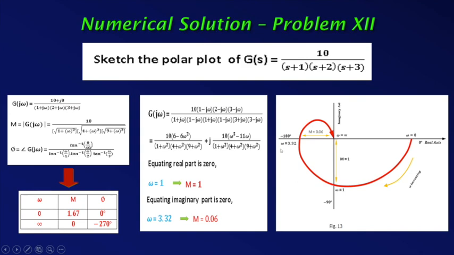Equating the imaginary part is 0. That means at that point there is no imaginary part, only real part exists. That means if equating imaginary part is 0, then calculate this omega and magnitude obviously at that point. So omega equal to, we get 3.32. If put in this magnitude, then M equal to value 0.06. This is the magnitude and this is the omega at that point.